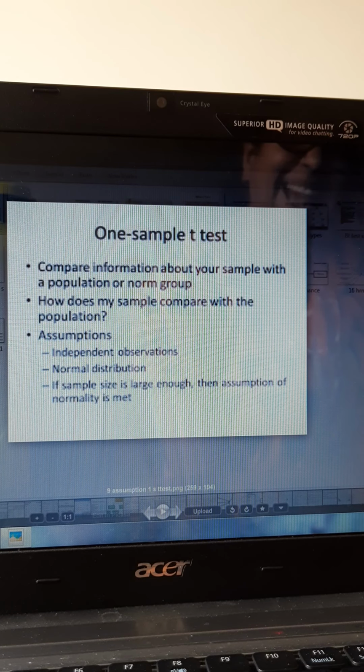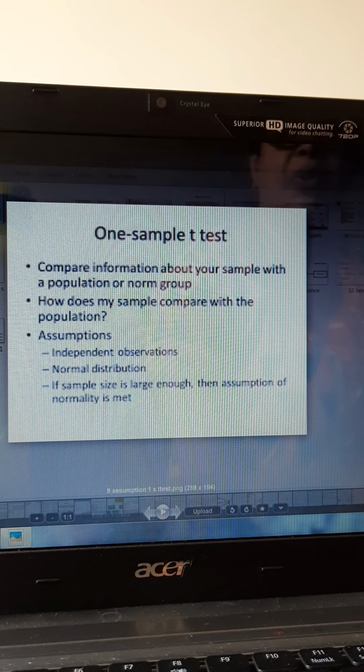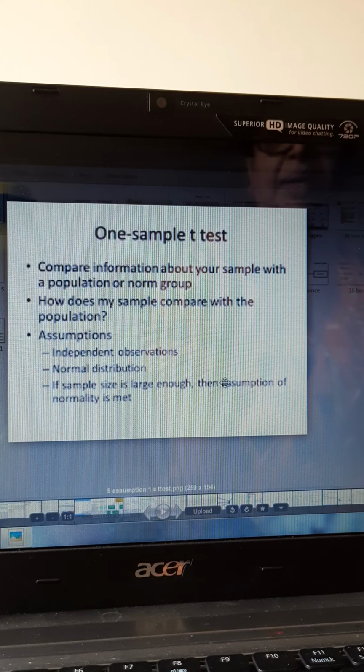You can take the entire population of MBA students for the past 5 years and see their work output or their salaries and compare that with male and female. That's a very good statistical analysis. How does the sample compare with the population? So what is the assumption? It is an independent observation. The distribution is normal. If the sample size is large enough, then, as in the last slide we saw, you can do a z-test.